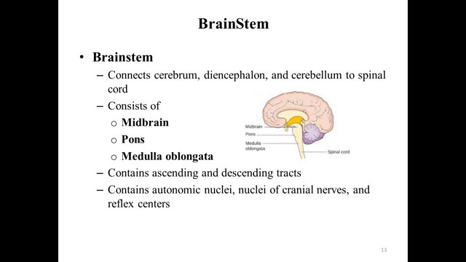This means that axons of nerve fibers, both axons coming up into the brain and axons leaving the brain, pass through the brainstem. The brainstem contains many autonomic and reflex centers required for survival, and it contains nuclei of many of the cranial nerves.